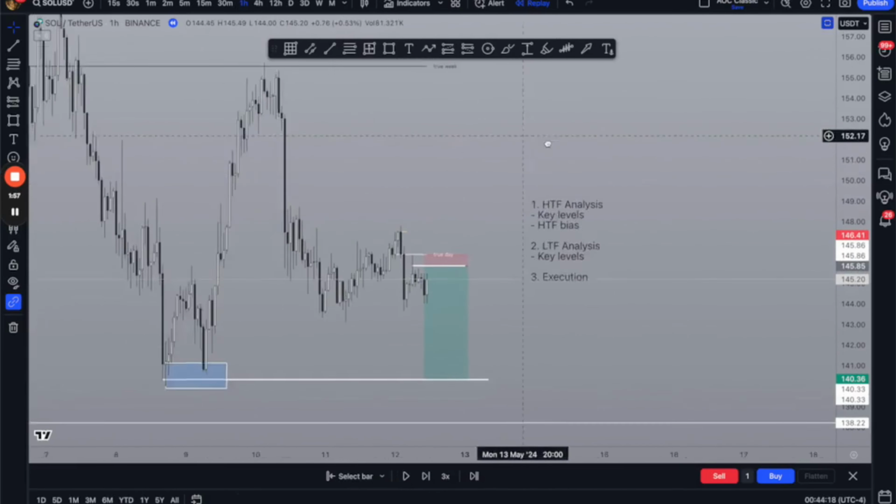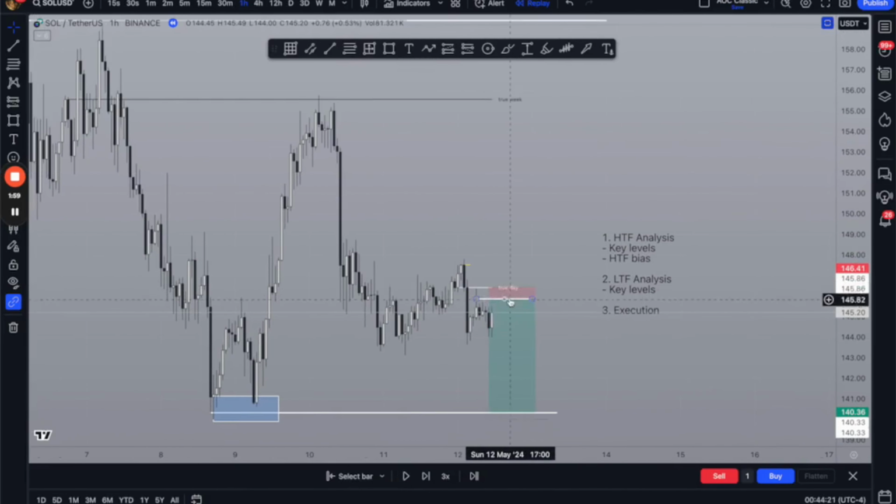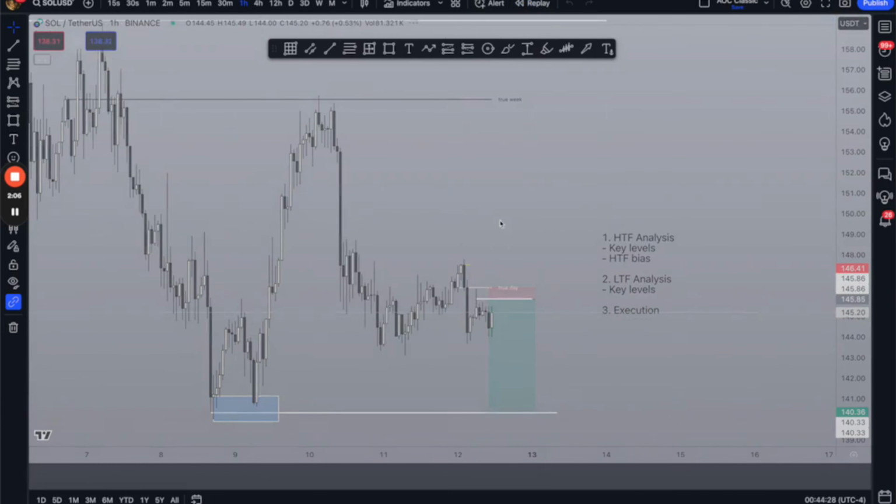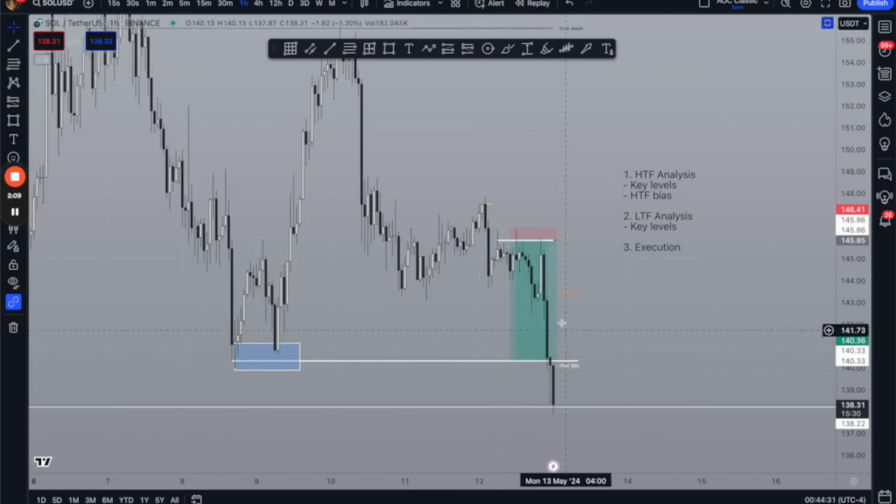What better way to do it than to go back to Solana? So as you can see, this is the trade that I was taking. This is the stop loss, and then eventually that was the target. I'm on backtesting mode right now, so let me just get out of there, and that is the target.